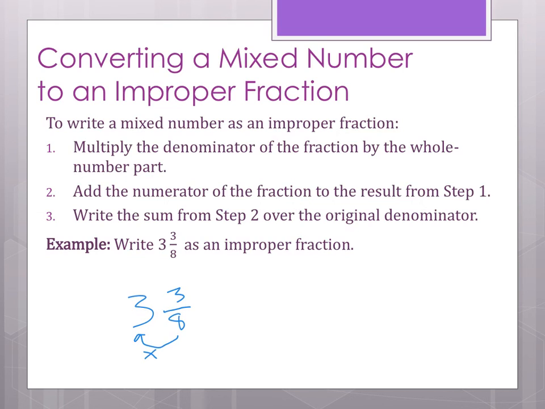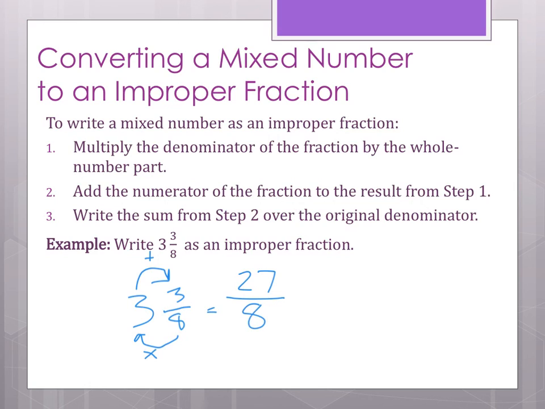Step 2 is we're going to add the numerator of the fraction to that result. So once we multiply, we're going to add that to 3. I like to think of this as a circle going around in order. So we do 8 times 3 and get 24, plus 3 over here and get 27. So that's going to be the numerator of our fraction. So we'll write that as 27 over, step 3, the original denominator of 8.